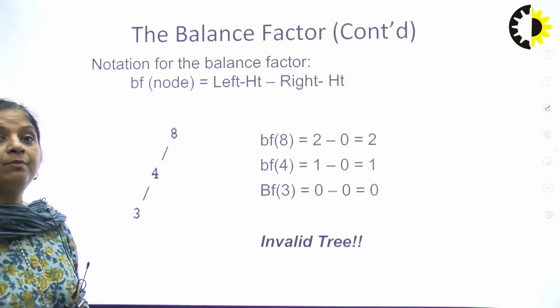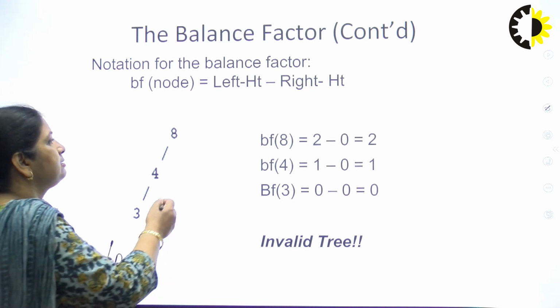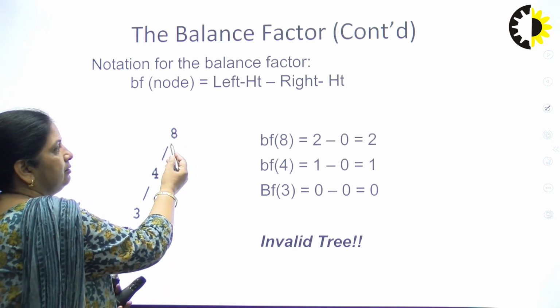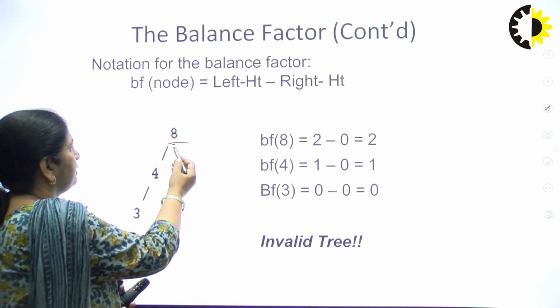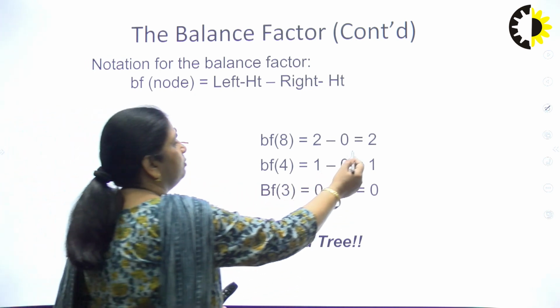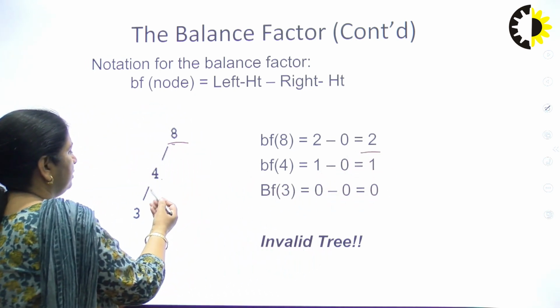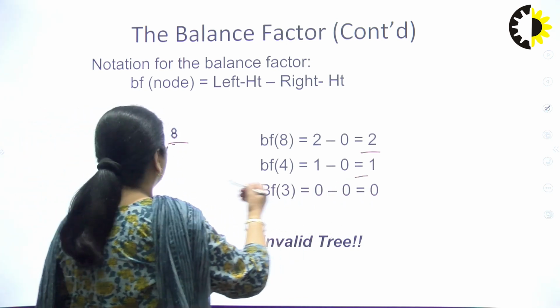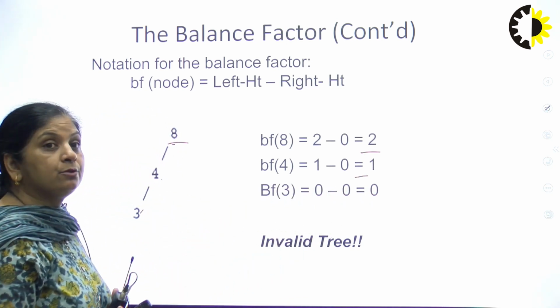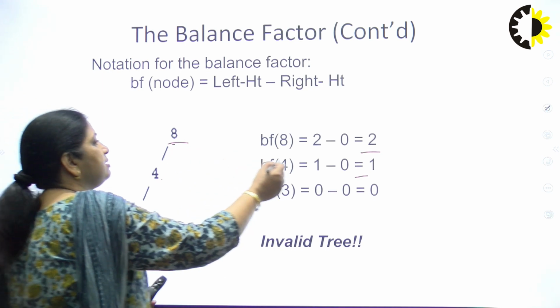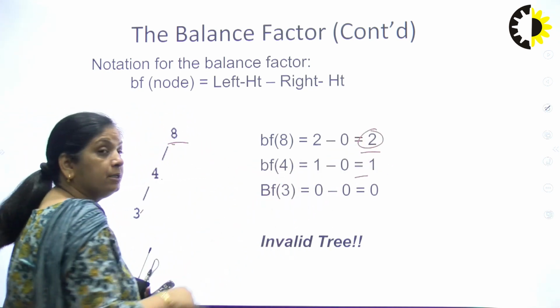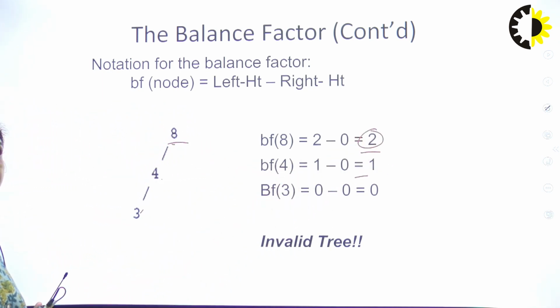This is one example of an invalid tree. In this, the balancing factor of 8 is 2 minus 0, so 2. For 4 it is 1 minus 0, so 1. For 3 it is 0 minus 0. So what is there? For 8 the balancing factor is 2. So it is not an AVL tree.